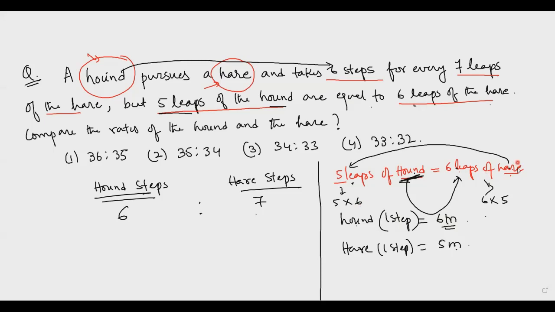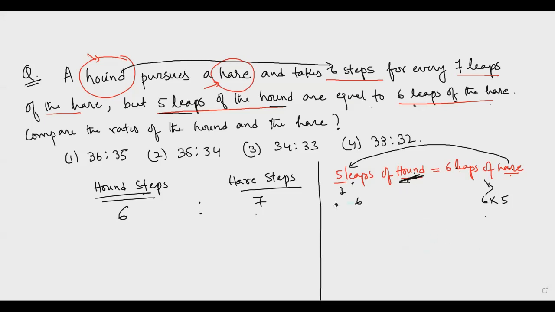Right? Similarly, here the hare's 1 step or 1 leap, I'm assuming this as 5. So 6 leaps is 6 into 5, 30. They are equal. Right? So what I am going to do here is, these are just only for explanation purpose. All we are going to do is this.